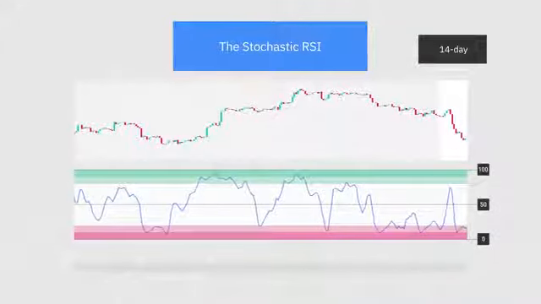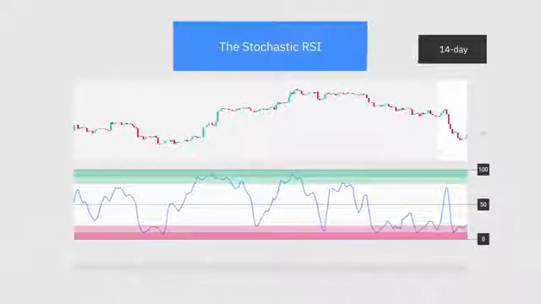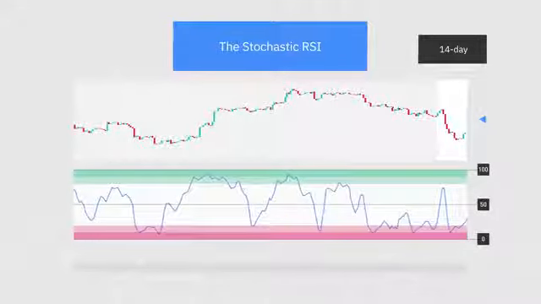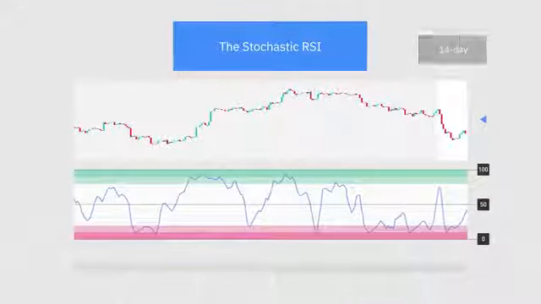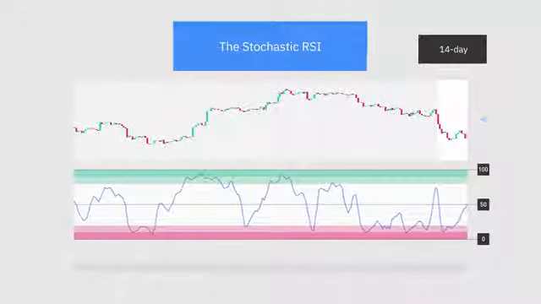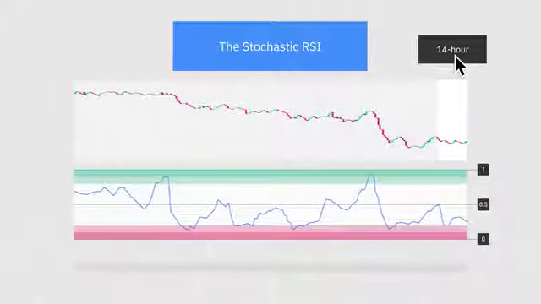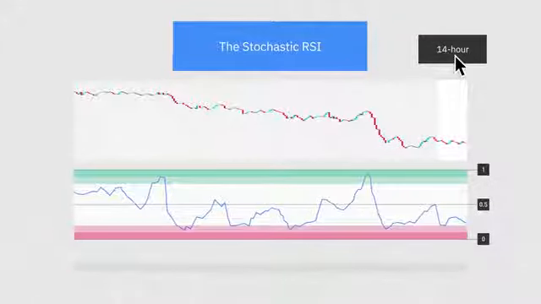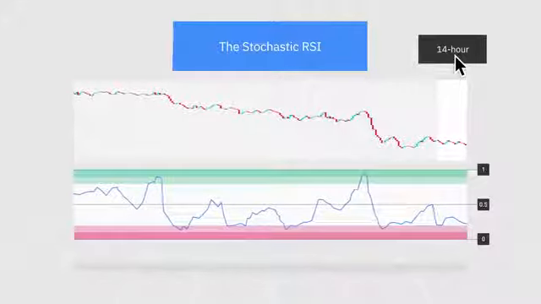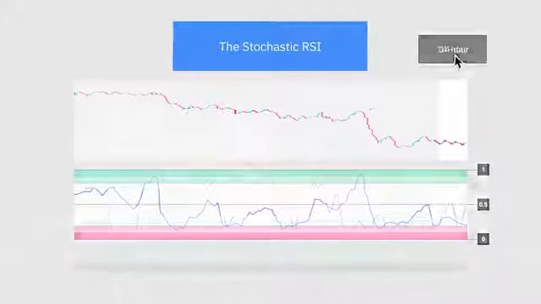This means that if you apply the stochastic RSI indicator to a daily chart, the calculation will generate new data based on the past 14 days. When applied to an hourly chart instead, it'll only consider the past 14 hours. Just like most other indicators, traders can adjust the stochastic RSI settings to suit their own profile and strategy.